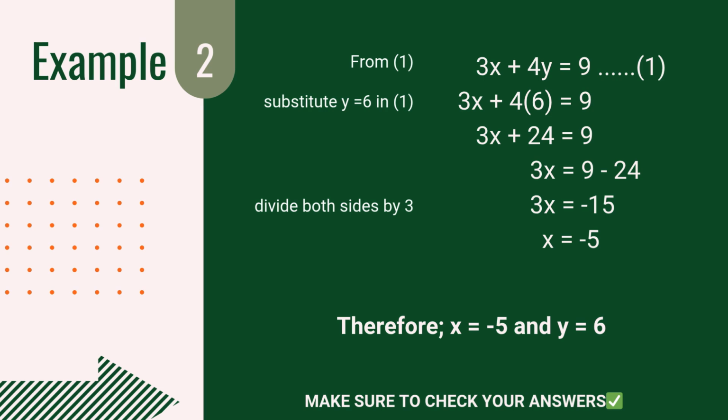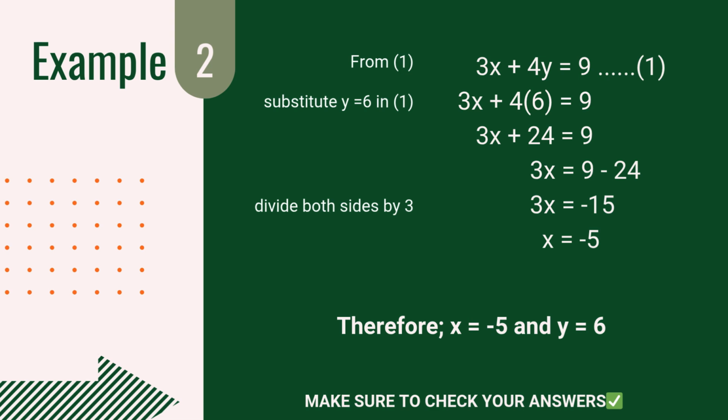into either of the equations. I chose equation 1, so from equation 1, we have 3x plus 4y equals 9. Now we're going to substitute. That means anywhere we see y, we're going to input 6. So we have 3x plus 4, bracket open, input 6 and then close the bracket, all equal to 9. Which brings us to 3x plus 6 times 4 is 24. Write down 24, all equal to 9.